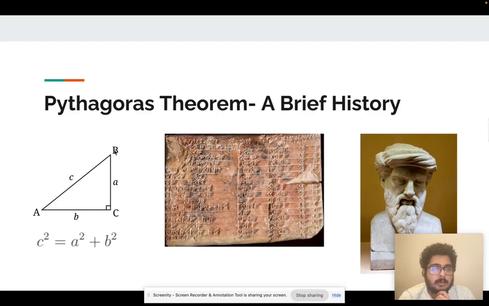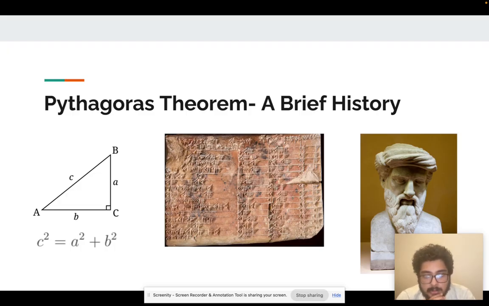I hope that you are all aware of the Pythagoras theorem that we use a lot in geometry: the right angle triangle, in which the sum of the squares of the sides that enclose the right angle is equal to the square of the hypotenuse. Or in school, you may have learned that the sum of the squares of the base and height is equal to the square of the hypotenuse. Coming to the history of the Pythagoras theorem.